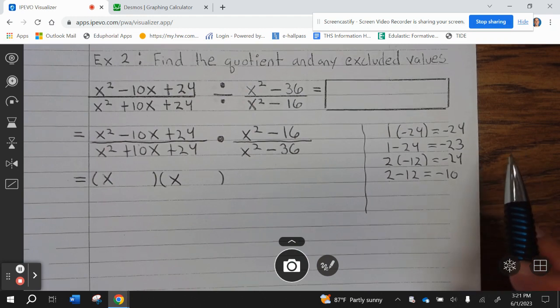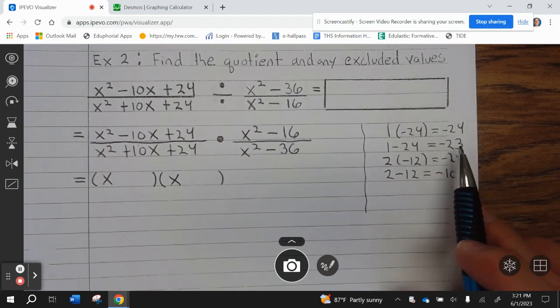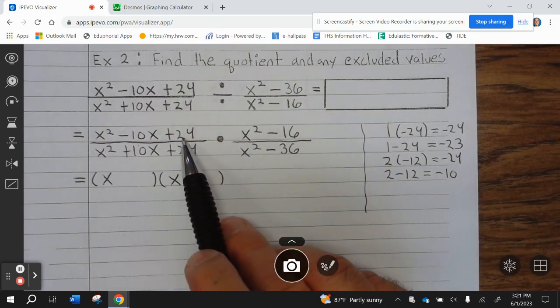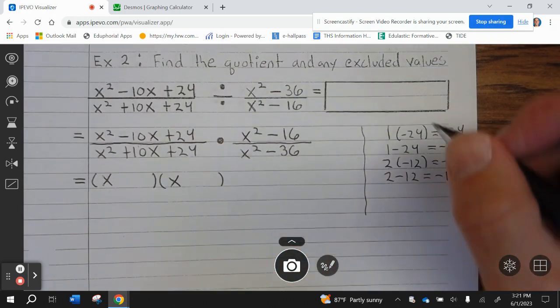All right. Minor mistake, let's correct this, okay? The last number is positive, the middle number is negative, so both numbers need to be negative.